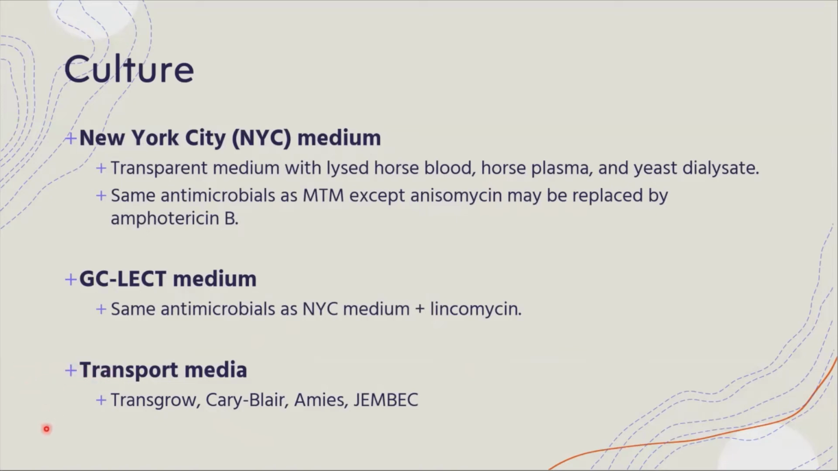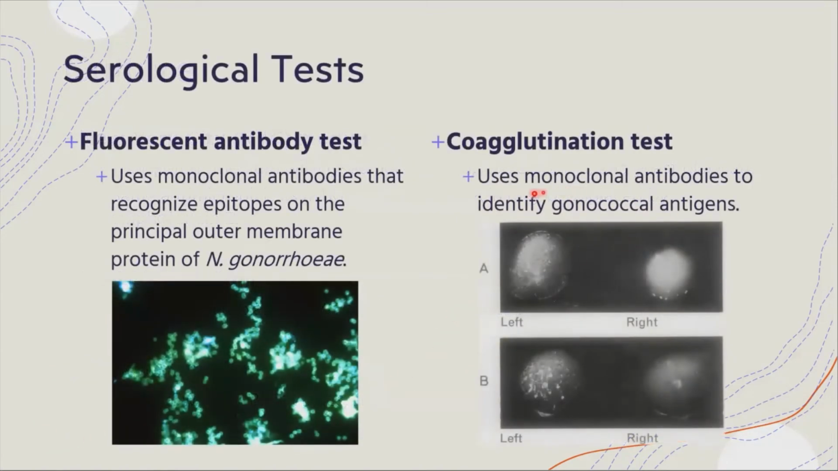And then for the serological tests, okay, so of course we can have the coagglutination test, which detects specific gonococcal antigens with the use of reagent antibodies. Okay? So for fluorescent antibody test, parang ganun din siya yung principle. We are detecting gonococcal antigens, particularly the principal outer membrane protein of your gonococci. However, the difference in this setup is that instead of observing agglutination such as in here, ang ino-observe natin ay yung fluorescence.